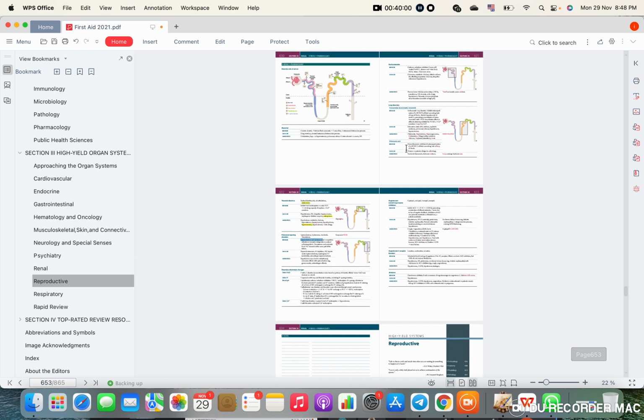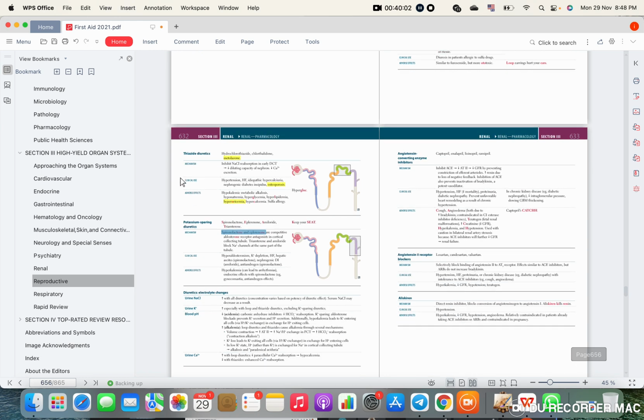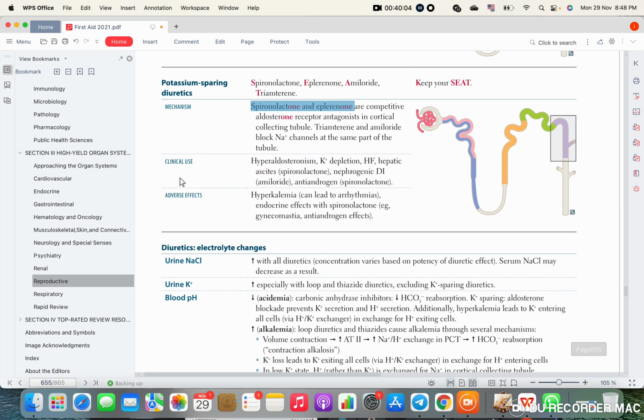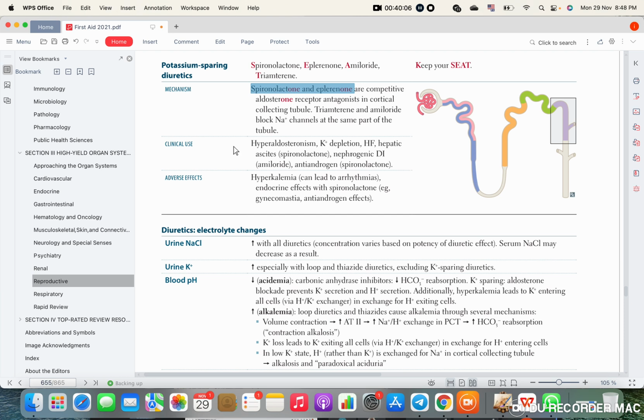So the next thing you must know goes something like this. Clinical use: hyperaldosteronism. Why? Because these are basically aldosterone receptor antagonists, so they will reduce the hyperaldosteronism function. Also potassium depletion. Why? Because they are potassium sparing. Okay? In case of heart failure, because they reduce the function of aldosterone.